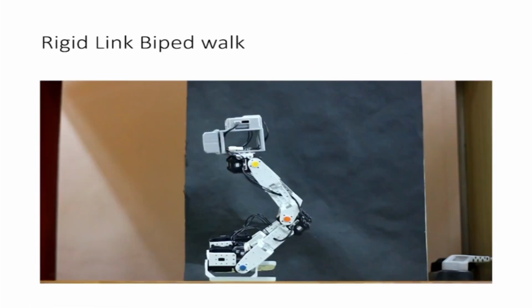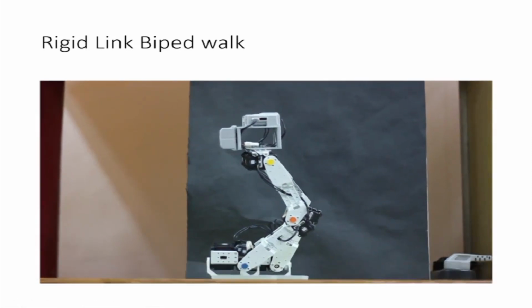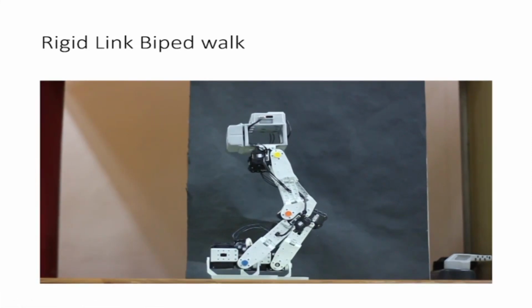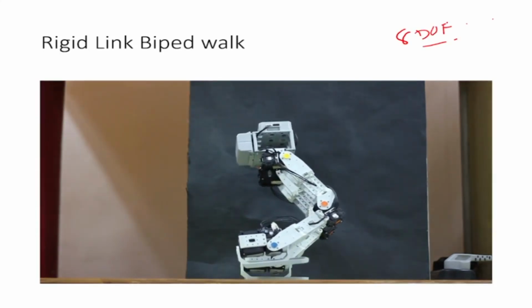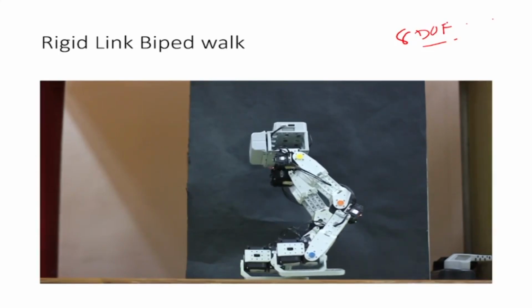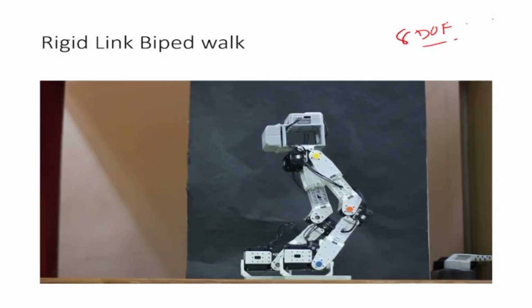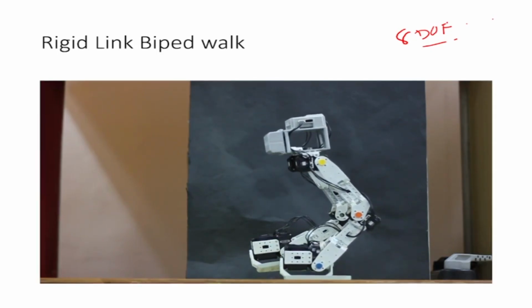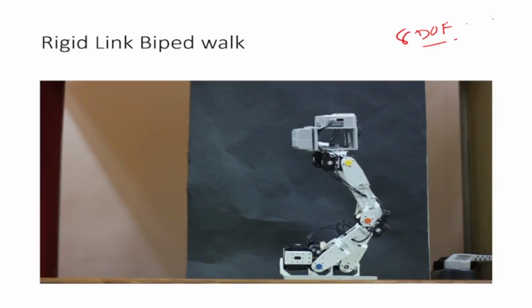This is a video which shows a rigid link robot, the same robot. It goes straight, the leg comes up and goes forward. So single support phase, double support, on the other side.